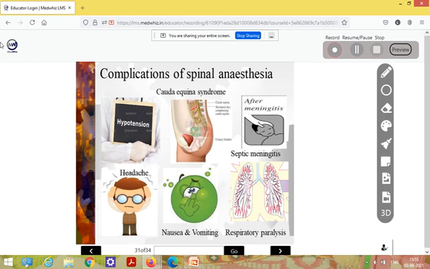So it's mainly used for operations on lower limbs and also the pelvis. Spinal anesthesia, even though technically it is easy, is associated with a lot of complications. Some of them happen to be hypotension. This is mainly due to blockade of your autonomic nervous system. You also have something called Cauda equina syndrome. So, what is this Cauda equina syndrome? The person, after having the spinal anesthesia, is going to face a terrible headache and there is going to be loss of bladder control.